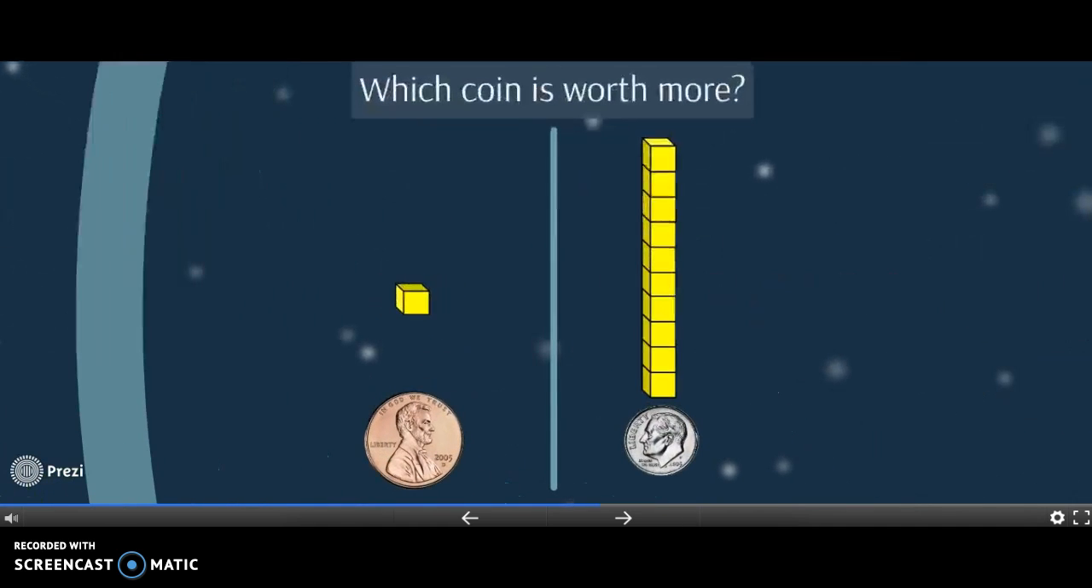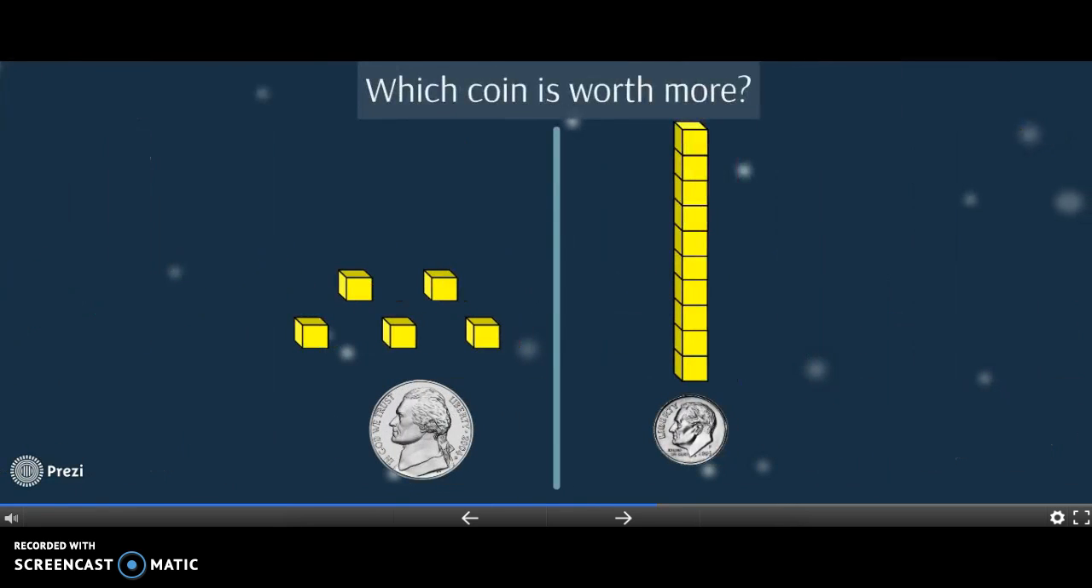Now we're going to compare. Which coin is worth more? The penny or the dime? That's right, the dime is worth more because it has more blocks. Next, which is worth more? The nickel or the dime? If you said the dime was worth more, you'd be correct. That's because the dime has 5 more blocks than the nickel.